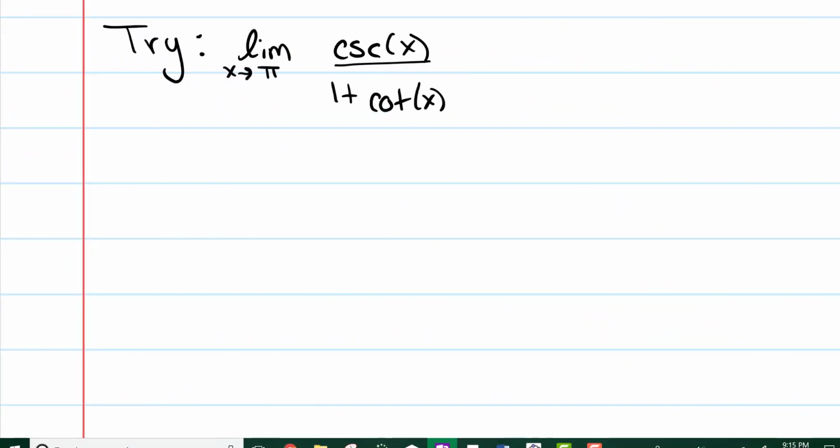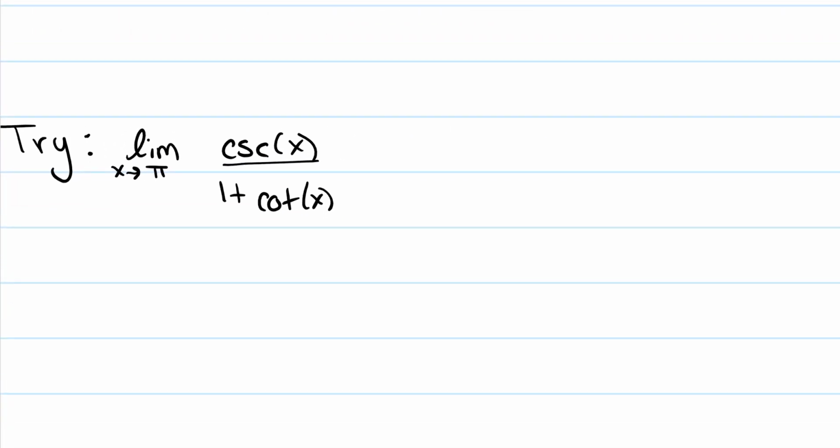Now on your own, I want you to determine the limit as x approaches pi of cosecant of x divided by 1 plus cotangent of x. My hint is to graph them, both the numerator and denominator, and see what happens from the left and from the right. Alright, so I'm going to go ahead and graph these.